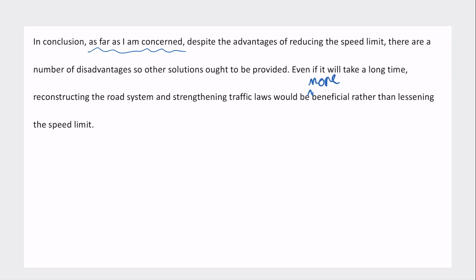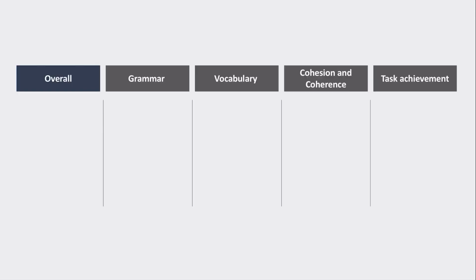We've got some complex sentences. We've got a nice even if sentence, even if it will take a long time. So they've shown me some nice different types of grammar. So in terms of task achievement, I think this is great. I would want to give a 7. The only thing that could be improved is I would ask them to give me some examples. So you can make up statistics. Over 70% of traffic accidents are caused by excessive speeding.